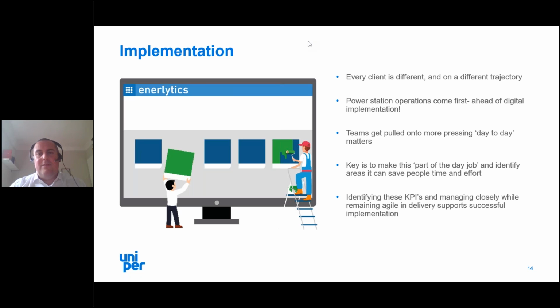And this then also makes digital implementation almost secondary in some cases. So what we found is that it's absolutely key to make systems like this part of the day job. And again, this comes back to the point I made earlier around trying to, well, not trying to replace people, but try and make their jobs easier, their lives easier with the technology. This saves people time, it saves people effort, and it also makes the system integral to what they're trying to do, which is really important.